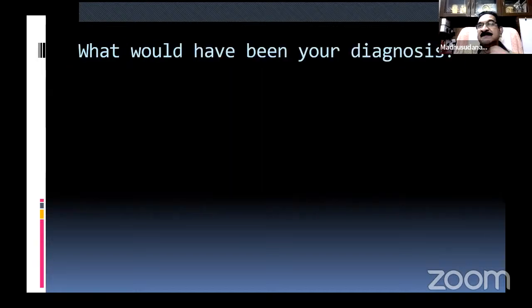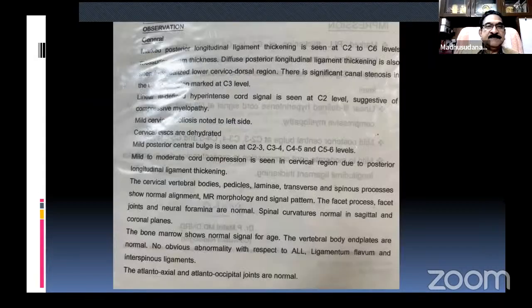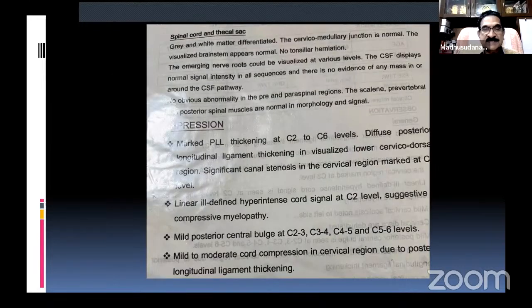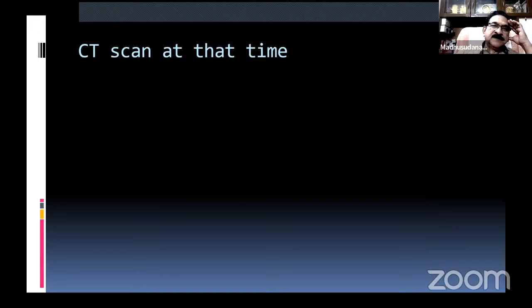So what would have been diagnosed at that time? Most likely OPLL. That's what I also thought. Now, this is the MRI report at that time, 9 years back, done by an expert lady in radiology. She said marked posterior thickening at C2 to C6 level, significant stenosis in the cervical region, some linear ill-defined hyperintense signal on T2. I couldn't see that anyway. Okay. So anything odd in the diagnosis of OPLL? Already said, because there is a posterior lesion, it cannot occur with OPLL. Okay. So the CT scan was done at that time. And this is the CT scan.